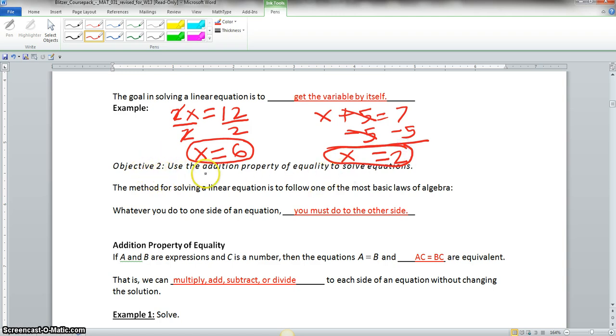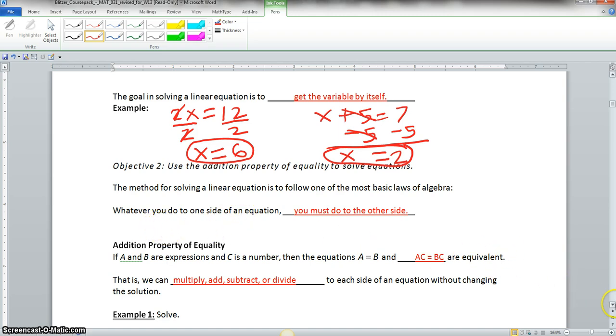Now we have objective 2. Use the addition property of equality to solve equations. The method for solving a linear equation is to follow one of the most basic laws of algebra. Whatever you do to one side of an equation, you must do to the other side. So just like up here, we divided the left side by 2, we divide the right side by 2. And the same thing here, we subtracted 5 on both sides of the equation. So that is, I usually call it the golden rule of algebra.